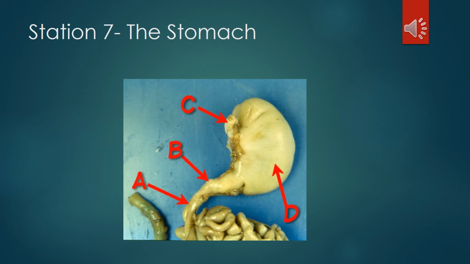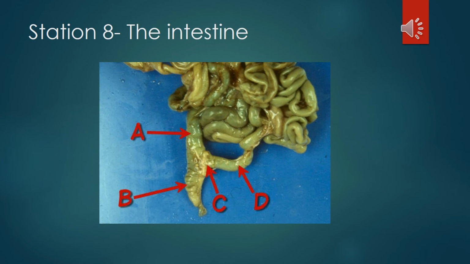So we've got A the duodenum, B the diverticulum, D the stomach, and C the esophagus. Okay, so here we've got a labeling of part of the intestine, and you have to very carefully pull this out, or just push it back so it's still connected inside, or lift the intestine up, because this would be underneath. And A would be the ending of the small intestine. It's also referred to as the ileum.